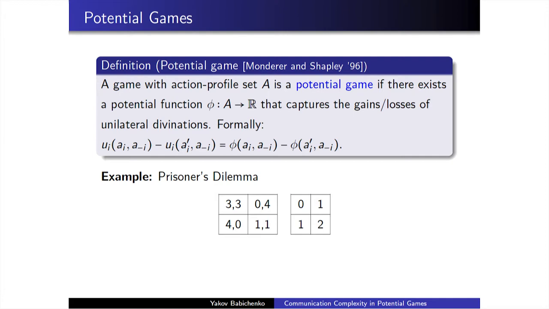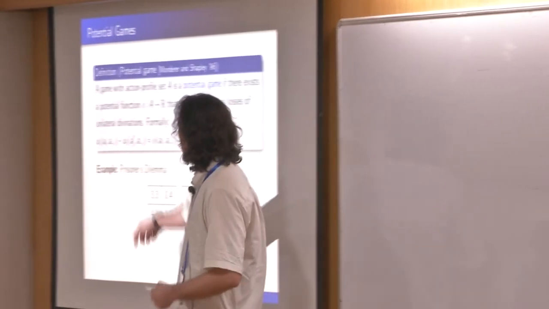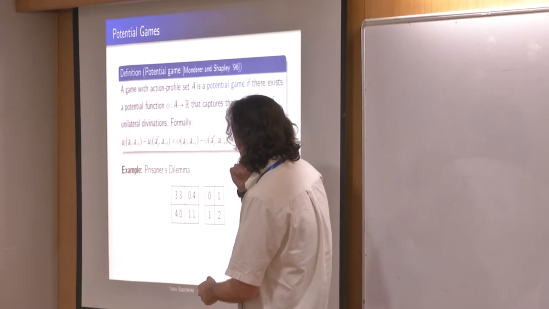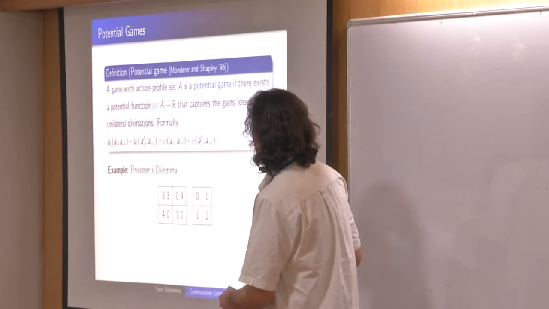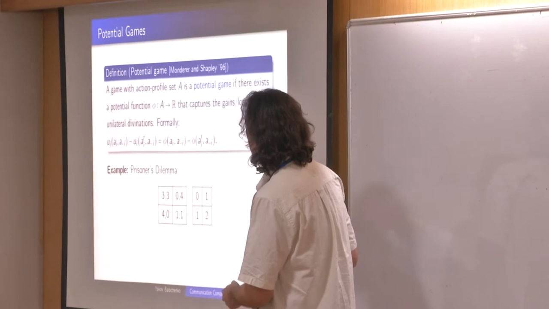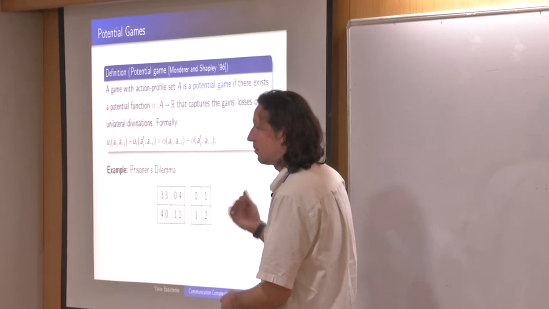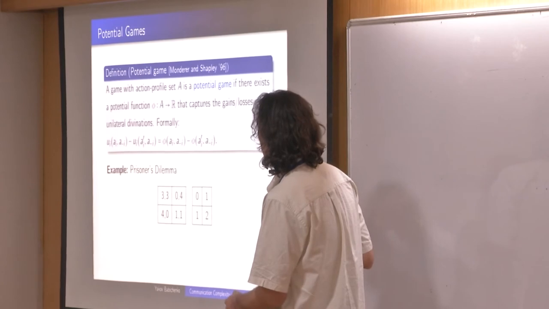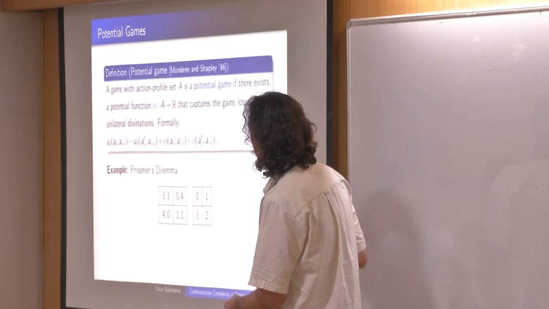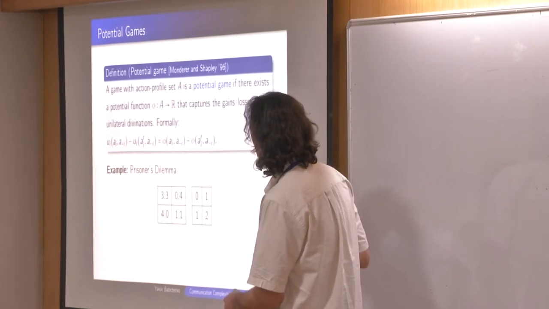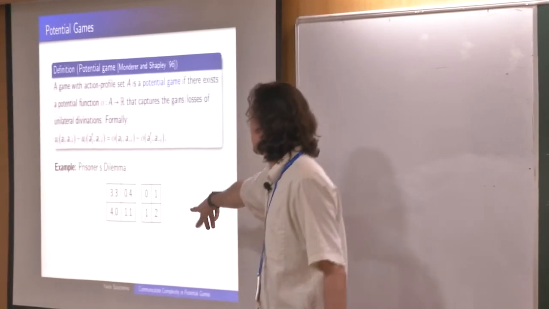Okay? Just an example of a potential game. One example is the prisoner's dilemma, where the first action corresponds to cooperation and the second to defection. I claim that this function is a potential of the game. How can I see it? The difference between 3 and 4 is 1. Namely, the player will gain 1 by deviating from here to here. Here, I should look at the utilities of player 2 because he is the one to deviate. So the change between 0 and 1 is 1, and you can see that it works out. So the potential of the prisoner's dilemma is this function.